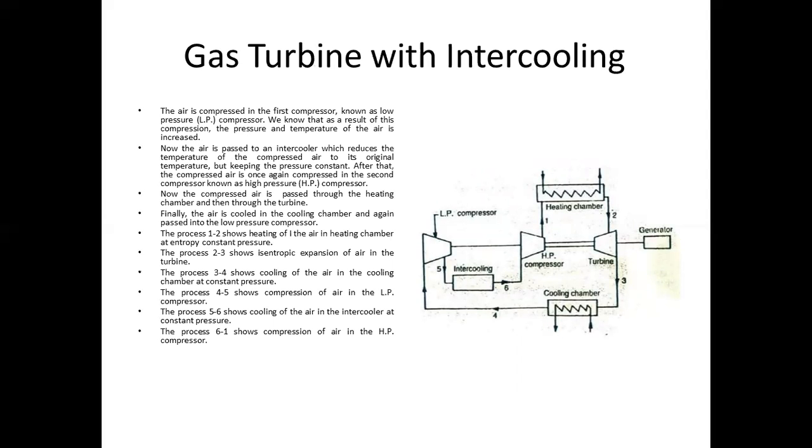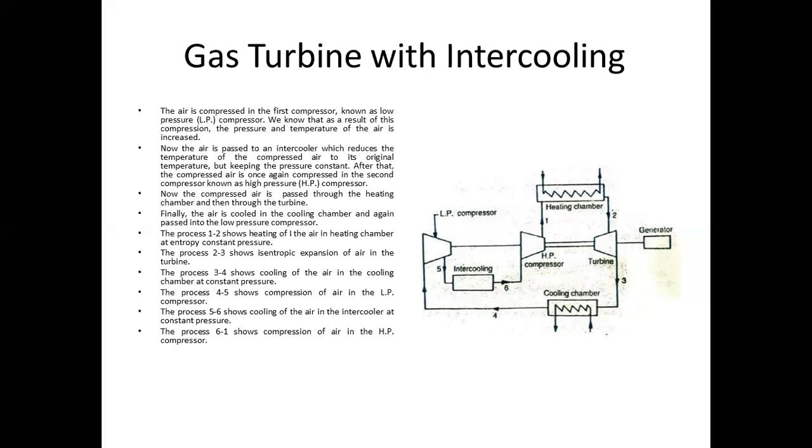Gas turbine with intercooling. As we know, the power developed by the gas turbine is utilized by the compressor. It can be reduced by compressing the air in two stages with the intercooler between the two. This improves the efficiency of the gas turbine.